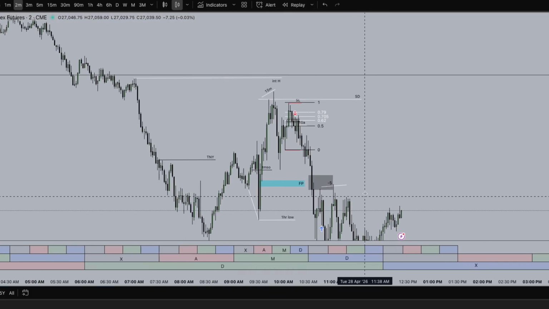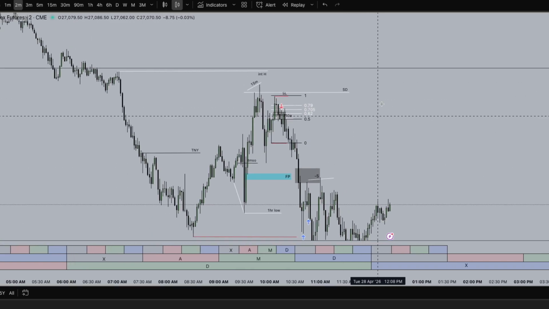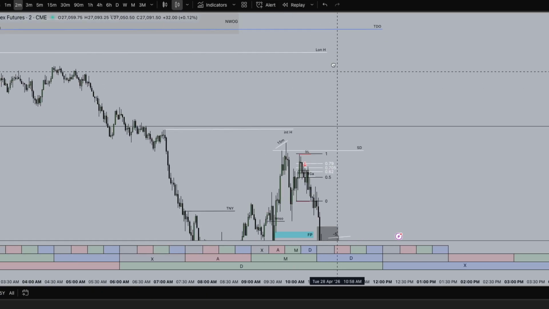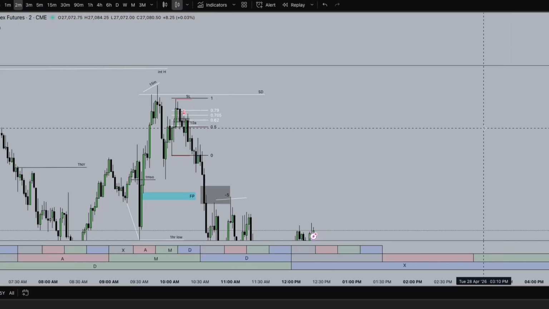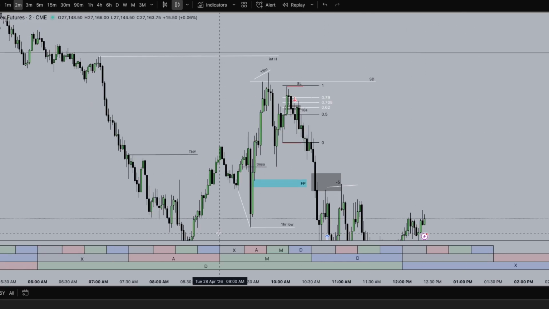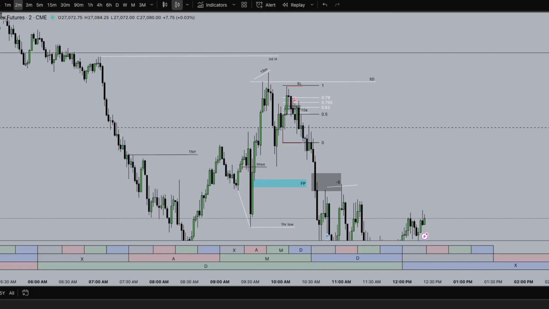So XAMD, I was looking at this as manipulation into discount of the regular trading hours new daily opening gap. So that was my manipulation. That's what I saw as manipulation, and we just didn't really create much of a manipulation.